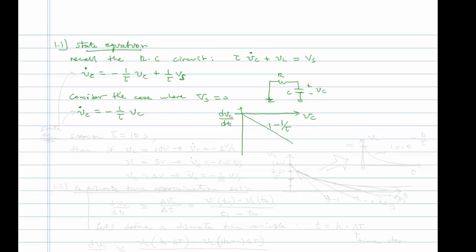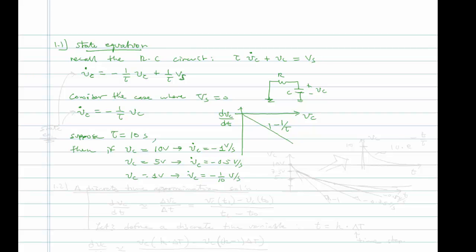So let's write this out. Suppose tau is equal to 10 seconds. Then if VC is equal to 10 volts, we have VC dot is equal to minus 1 volt per second. If VC is equal to 5 volts, then VC dot is equal to minus 1/2 volt per second. If VC is equal to 1 volt, then VC dot is equal to minus 1/10, or 0.1 volts per second.